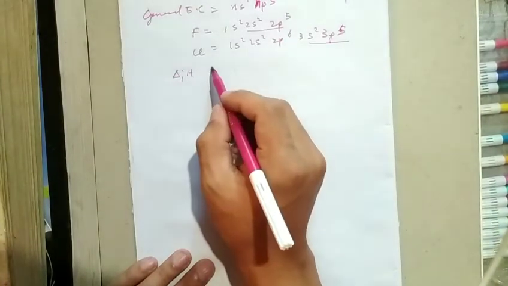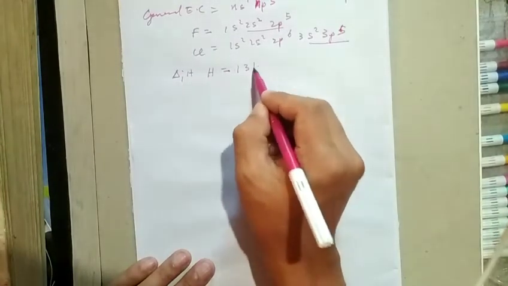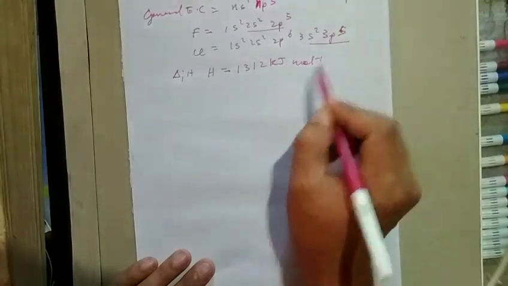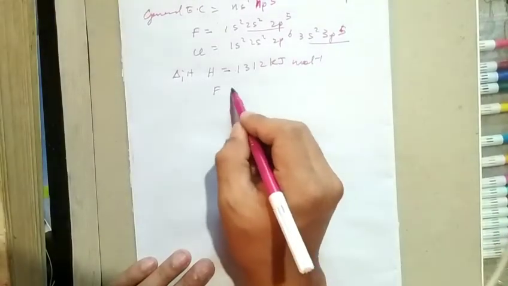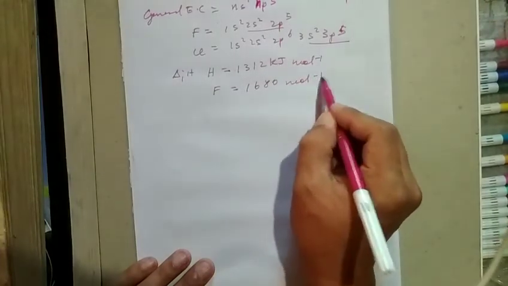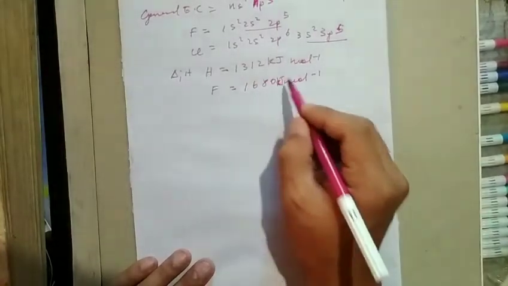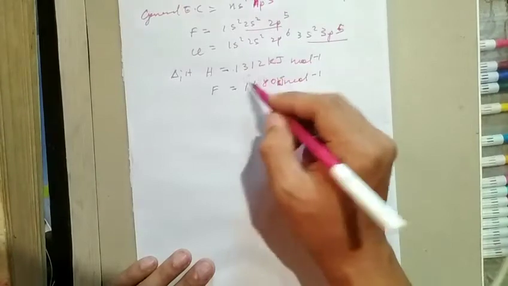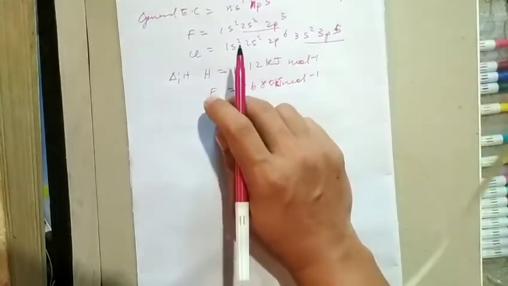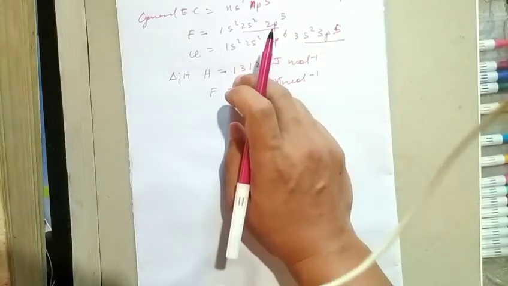And the ionization enthalpy of hydrogen is 1312 kilojoule per mole. Now for fluorine it is 1680 kilojoule per mole. So it is similar. The ionization enthalpy is also similar to the group 17 elements.